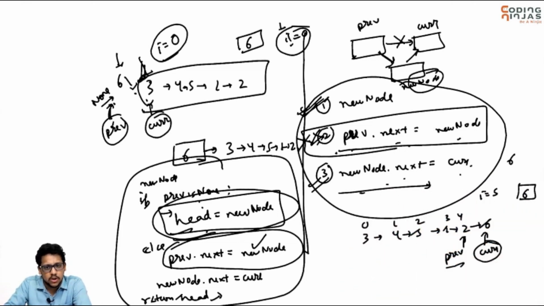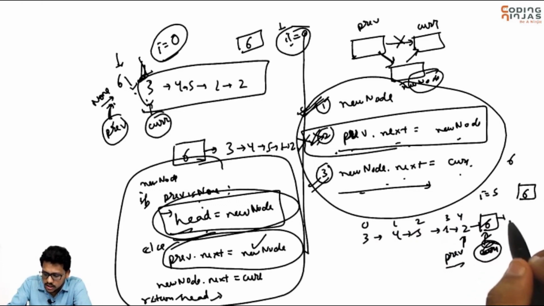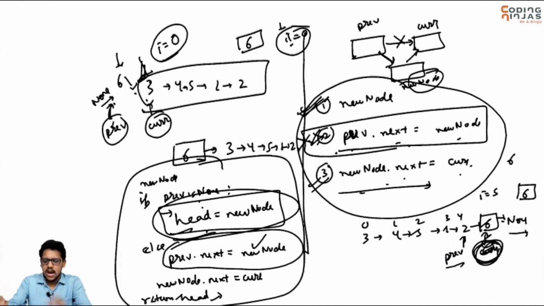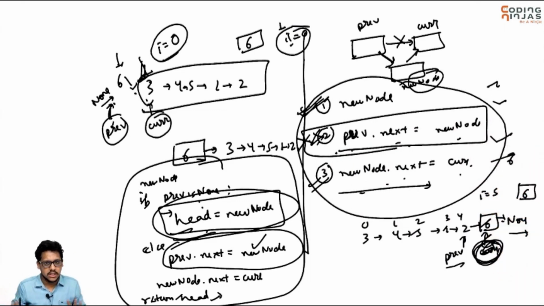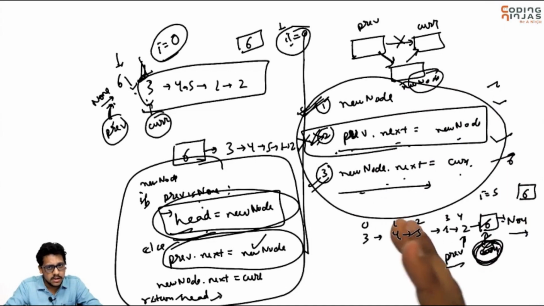New node dot next equal to current, that means new node dot next, since current is pointed to none, so current will not be here. New node dot next equal to current was none, so it will be pointing to none, and that is for sure. This is allowed. So for that all these three steps work, and your head will not change. For the rest of the work, things will remain same as well.